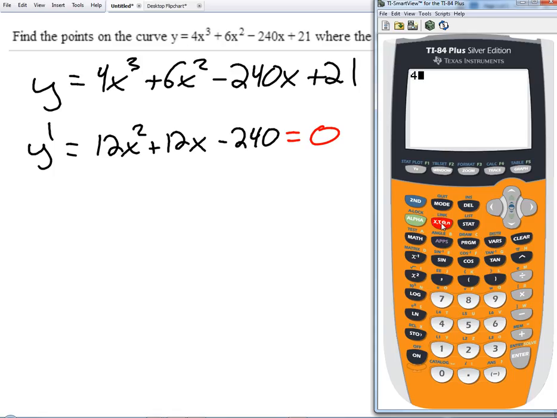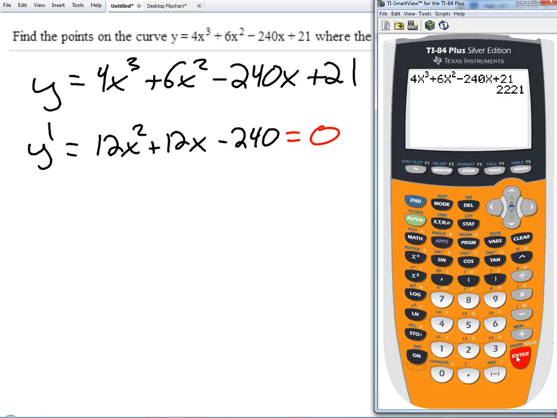So we can just put in 4x cubed plus 6x squared minus 240x plus 21 and hit enter. Okay? And it's going to give me some nonsense number. The reason it's doing that is because there is a value of x stored in there from some previous problem, who knows when. We don't know what that is, so we'll ignore that number.